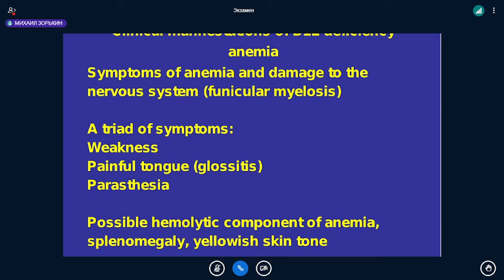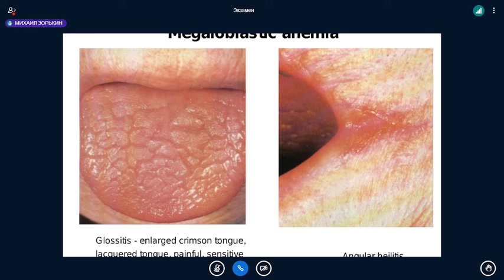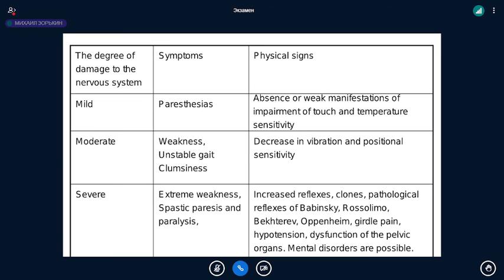Possible hemolytic component of anemia: splenomegaly, yellowish skin tone, megaloblastic type, glossitis, angular cheilitis, associated inflammation of the angles of the mouth. Here are the neurological manifestations.